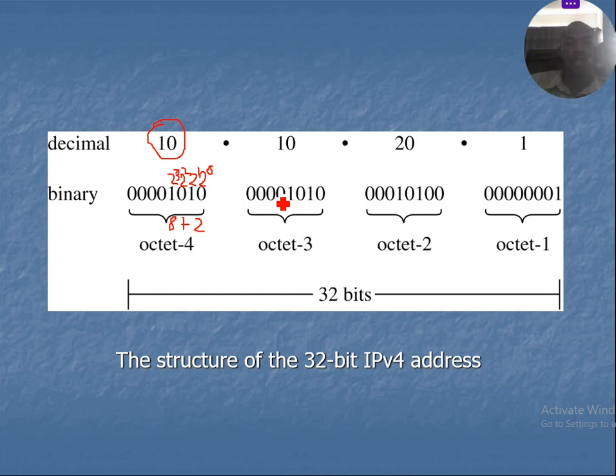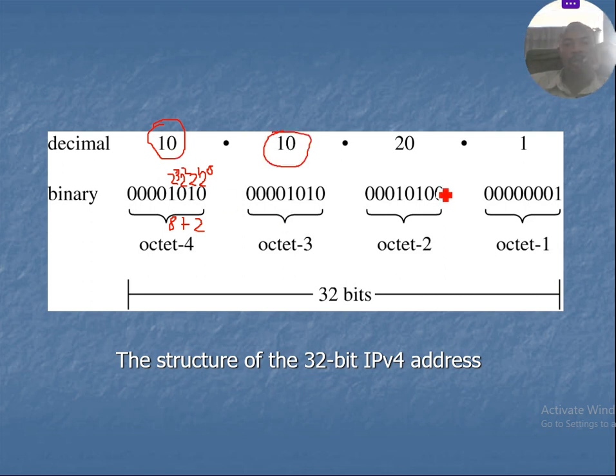So convert these binary digits to decimal. You can see this is the same: 0, 0, 0, 0, 1, 0, 1, 0. So this is also 10. It's exactly the same as this one.